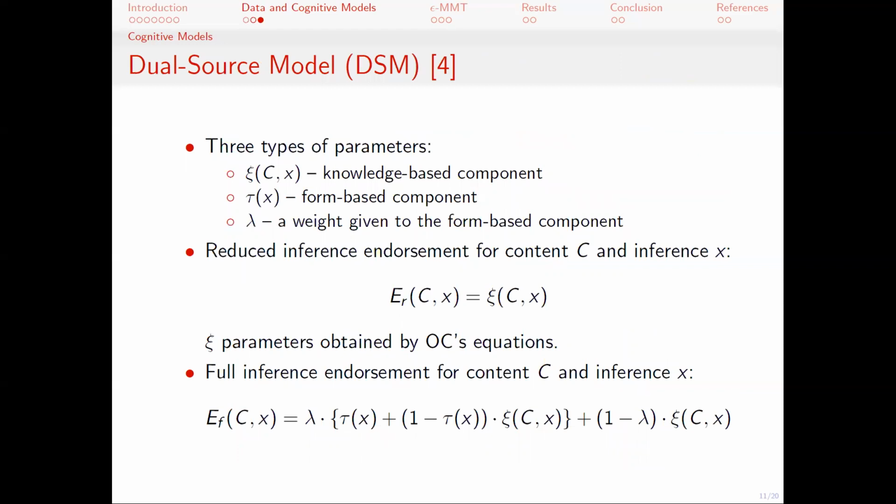The dual source model uses three types of parameters: xi, the knowledge-based component, tau, the form-based component, and lambda, which is a weight given to tau. Given a reduced inference, the dual source model expresses the conclusion endorsements solely through the xi parameters, which are obtained with OC's equations, making the dual source model an extension of that one. The full inference conclusion endorsement is then obtained by this weighted equation where the form-based and knowledge-based components are integrated.